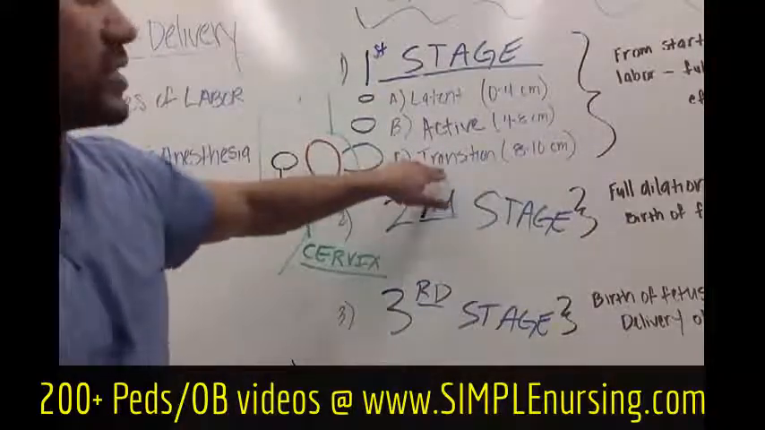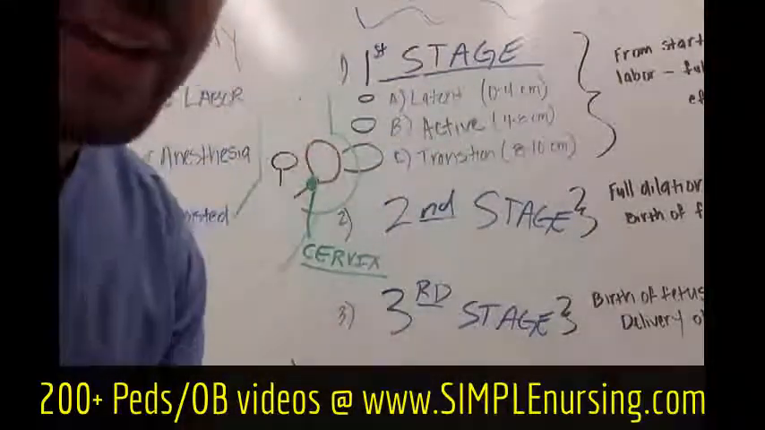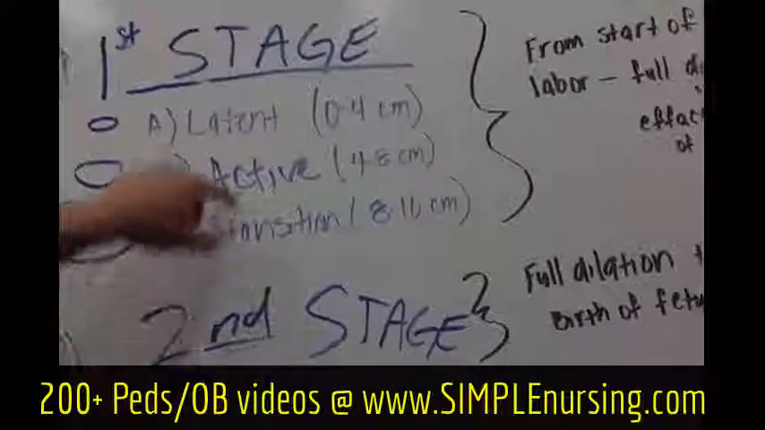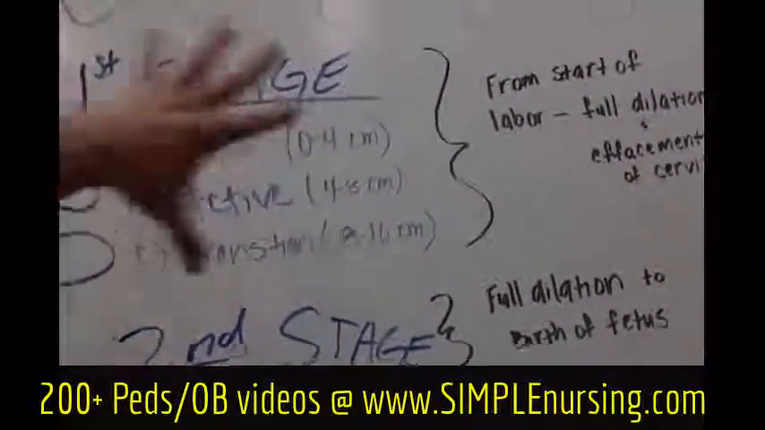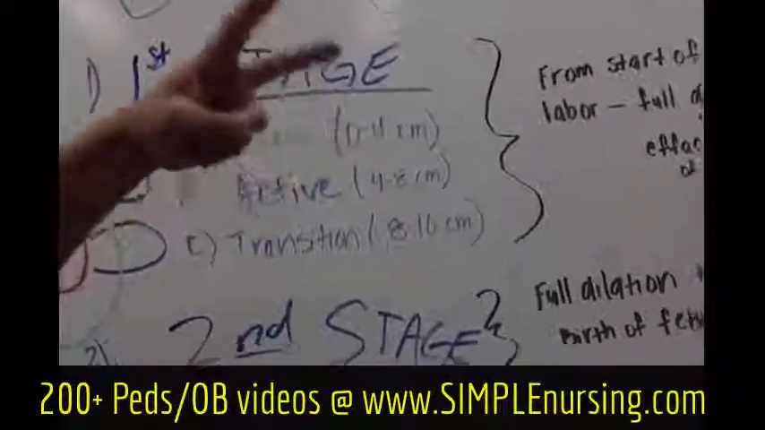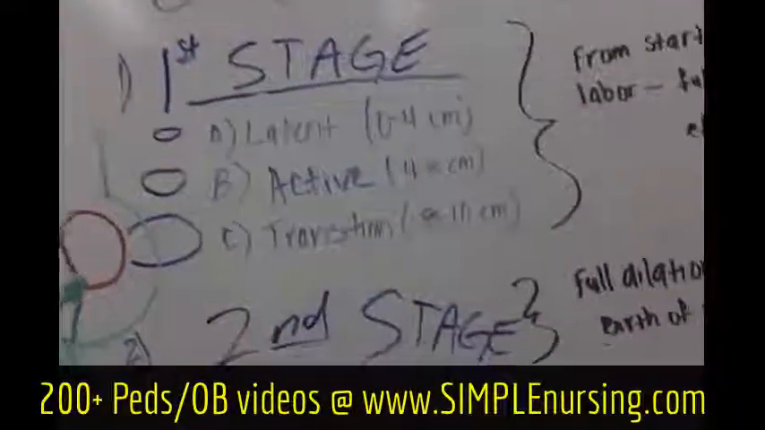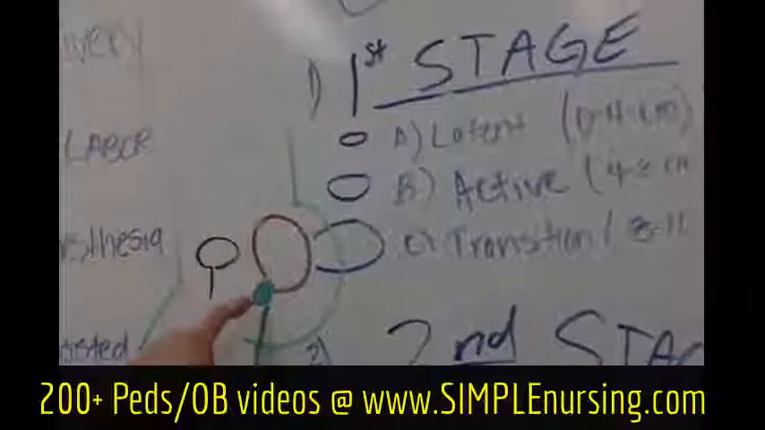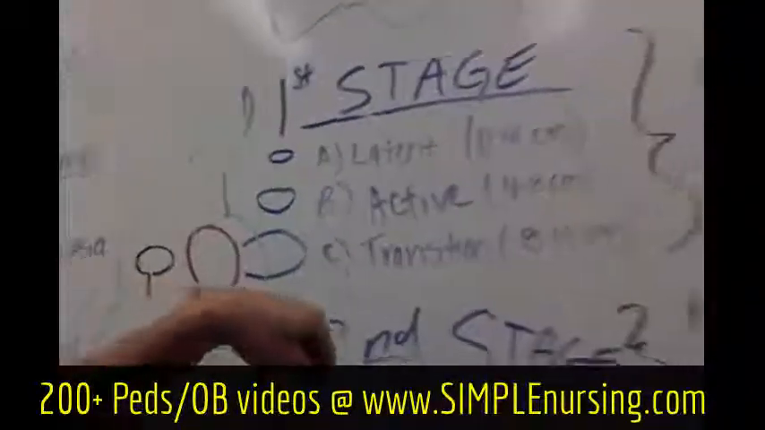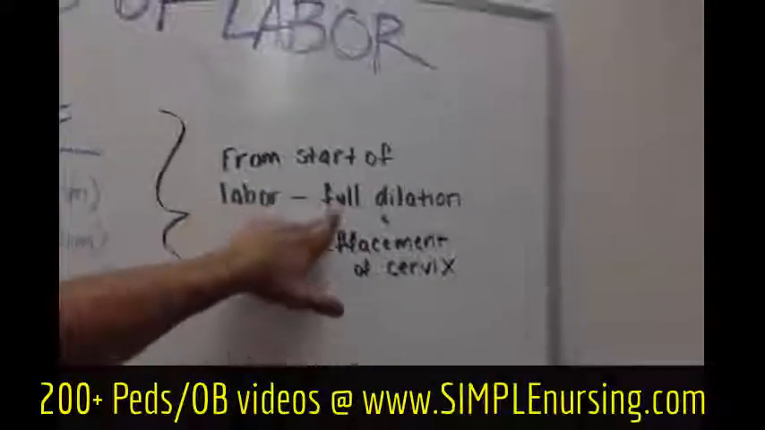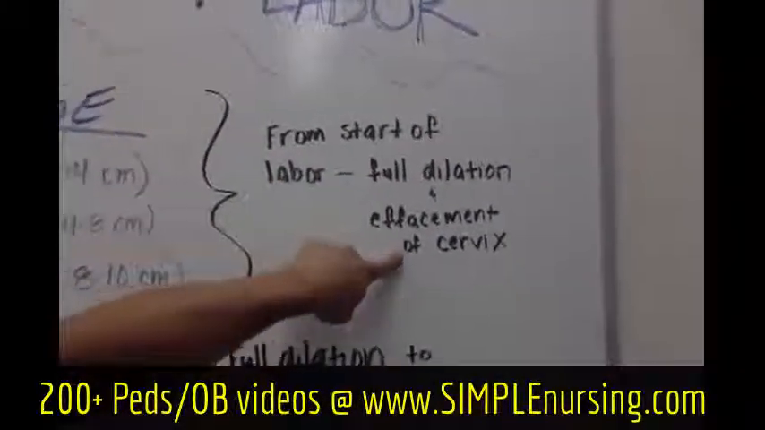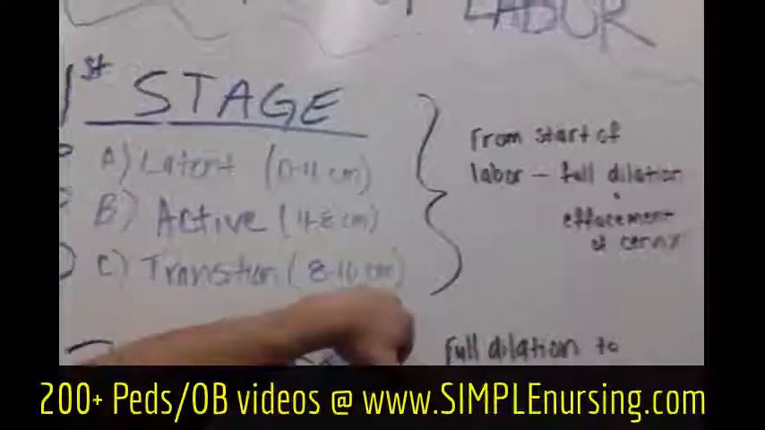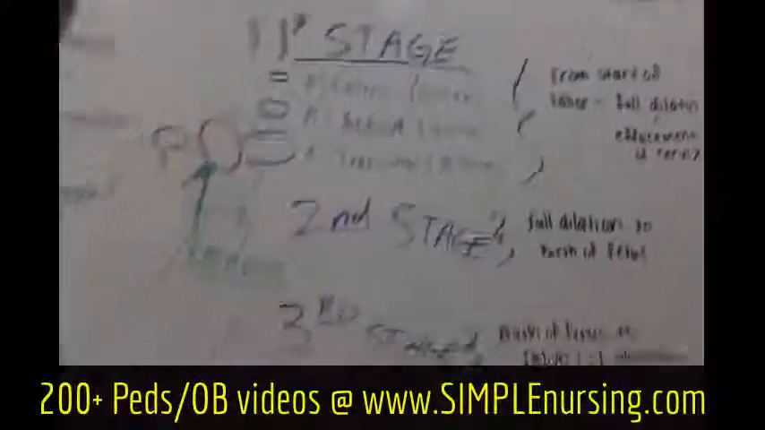The last portion is our transition stage. We go through all these dilations here. We have our latent, our active, and our transition. And this is the main reason why it takes so long sometimes when you hear patients have been in labor for like 12 hours or 17 hours. It's because this stage is taking a long time for that cervix, the door, to dilate for the baby to come through. So from the start of labor to full dilation and effacement of the cervix. Basically, fancy words for the cervix getting bigger and bigger, and it gets dilated to its maximum at 10 centimeters, and that's when we can pull the baby out.